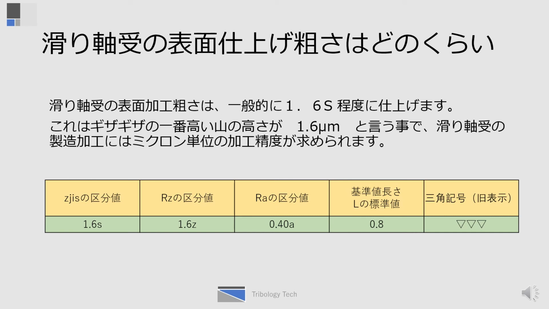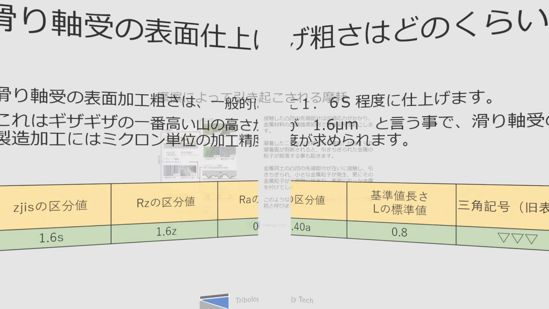What is the surface finish roughness of the sliding bearing? The surface roughness of the sliding bearing is generally 1.6 S, N5. This means that the height of the highest jagged peak is 1.6 microns, and machining accuracy in microns is required for the production of sliding bearings.